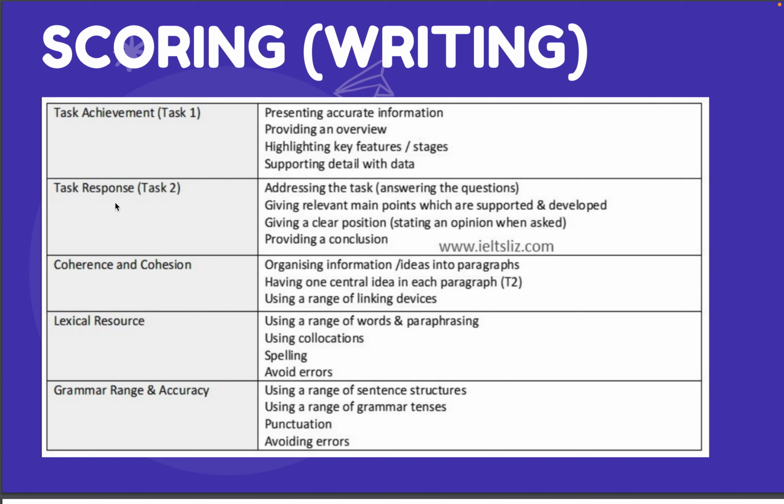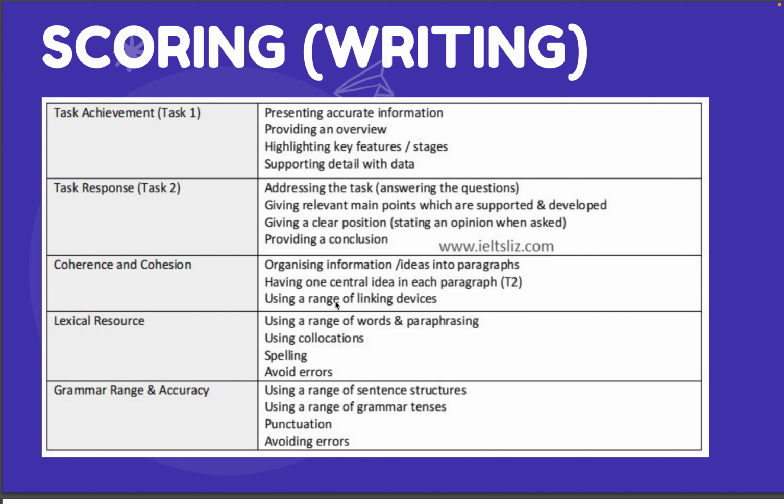So for task 2, they name it task response. So it means you're addressing the question, you're giving relevant main points which are supported by examples, and then you're providing a proper conclusion. So the second grading criterion for the writing part is coherence and cohesion.